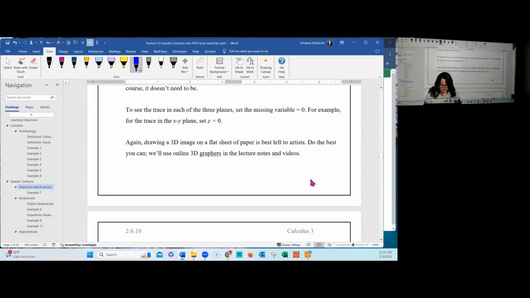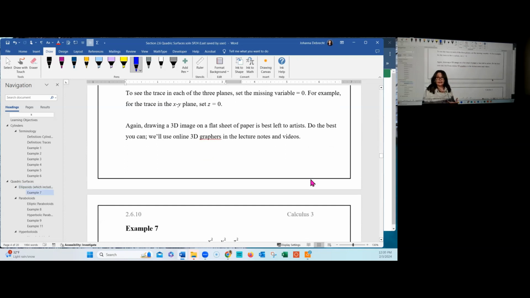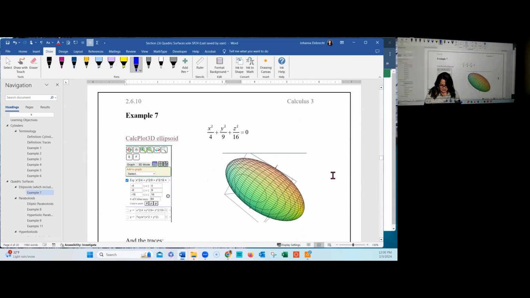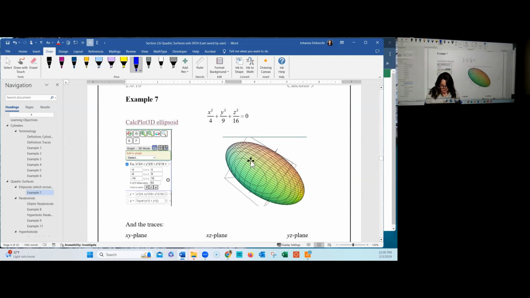All right. Now, for me, drawing a 3D image on a flat piece of paper is just not a skill that I have. It's best left to artists, so I'm going to use 3D graphers in the images and the lecture notes. So here's an ellipsoid. We know it's an ellipsoid because we have x squared, y squared, z squared. It's equal to 0, and we have 4, 9, and 16.